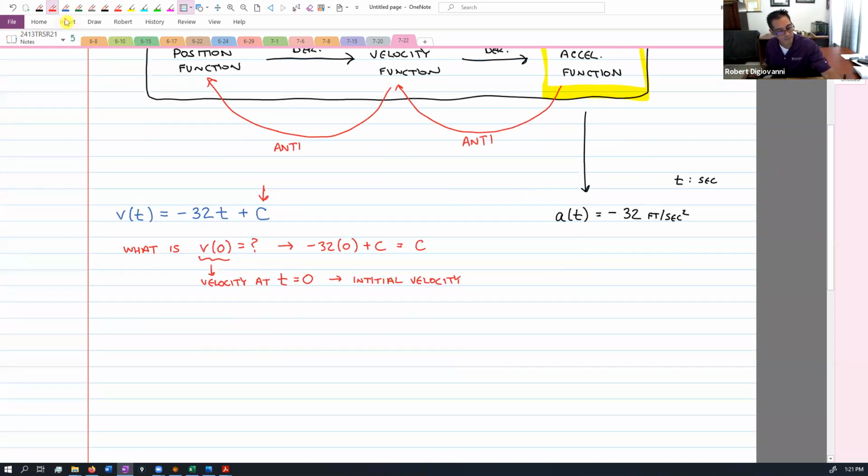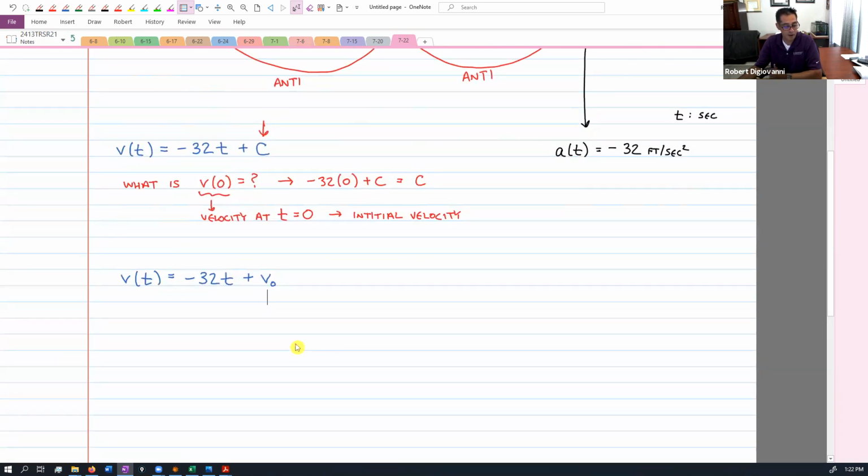So watch what I'm going to write. V of t equals negative 32t plus this constant that I don't know, but here's what I can say: that is the velocity of the object at 0 time. This is a notation we use in physics. You say v naught, and v naught stands for the velocity at 0 time. I don't know what v naught is, but whatever it is, that's what c is.